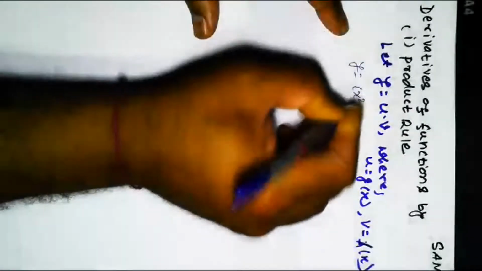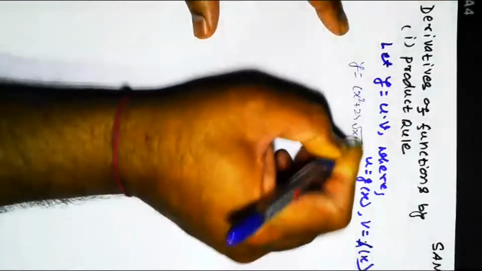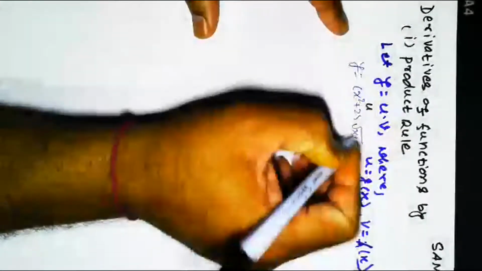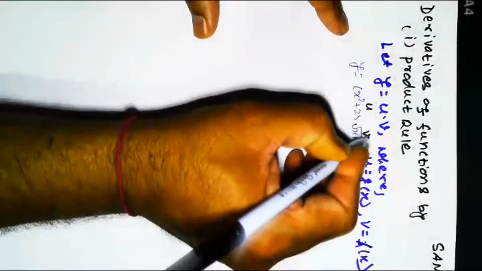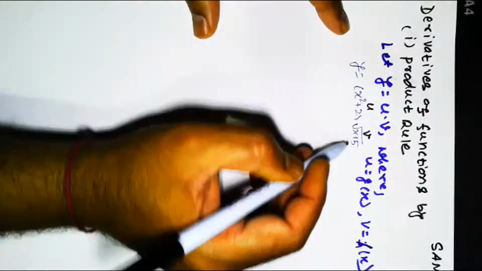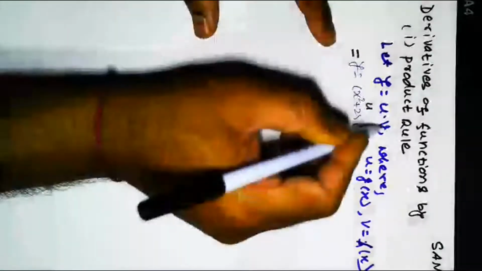If you are given a function like this, for example, y equals, say, x squared plus 2 and another is under root x plus 5, then this is a function of x. You can call it u, and this is a function of x again. You can call this v. Therefore, in general, you can write y equals u times v, and in place of y, you can say f(x). So one function of x is given in terms of product of two functions, g(x) and h(x).